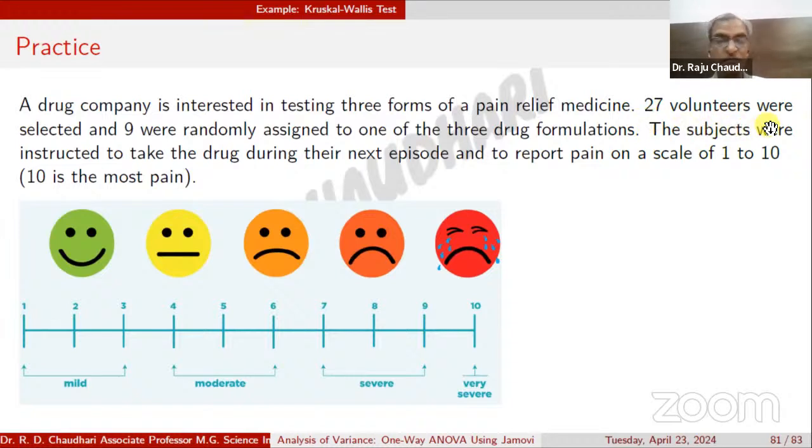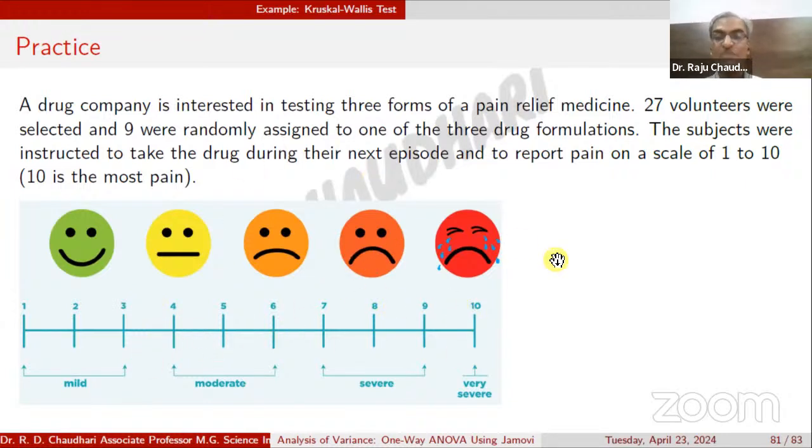27 volunteers were selected and 9 were randomly assigned to one of the three drugs. The outcomes are the pain rating scale, pain reported on a scale of 1 to 10. So 10 is the most pain, and 1, 2 or 3 are mild pain. So the responses are in terms of 1, 2, 3 up to 10, right?